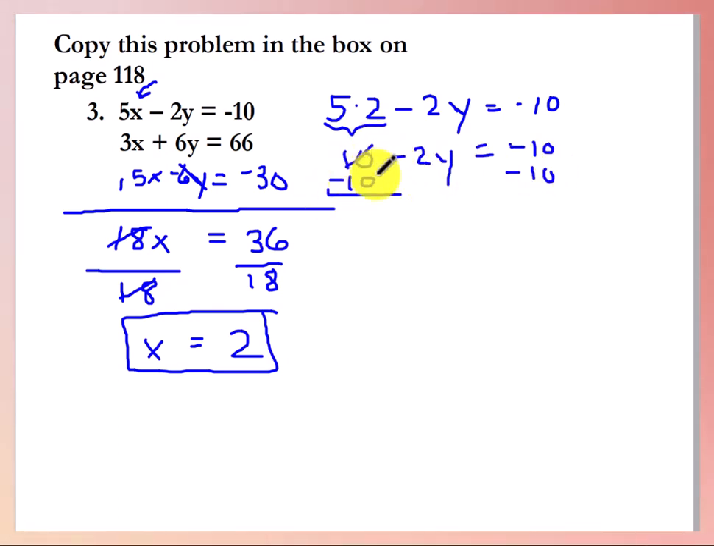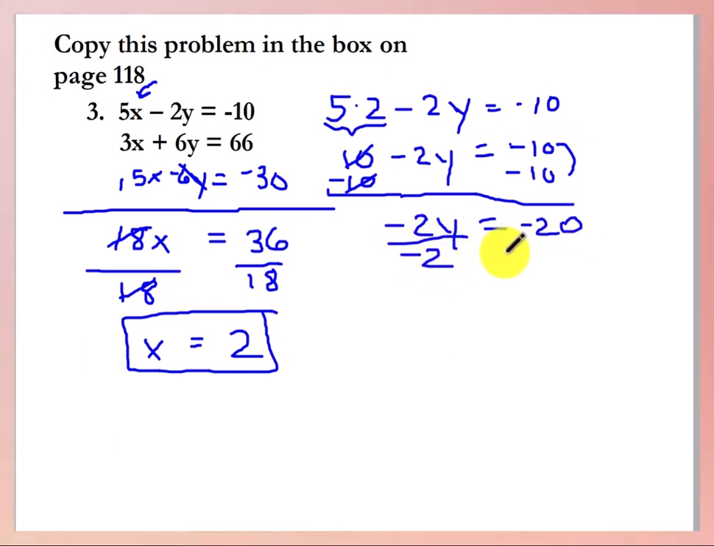10 take away 10 is 0. Bring down the negative 2y. Bring down the equal. Negative 10 plus negative 10 is negative 20. Divide both sides by negative 2.